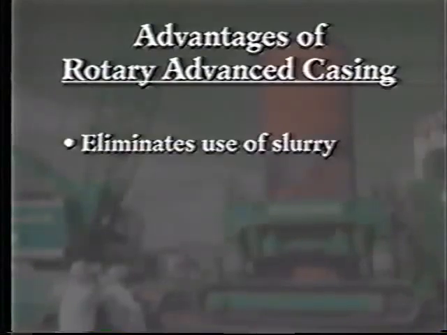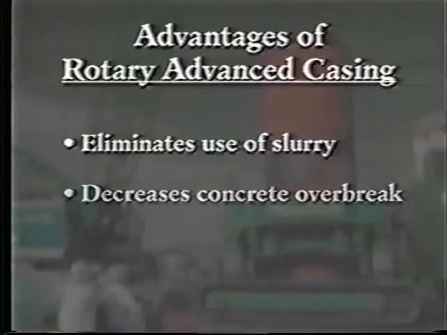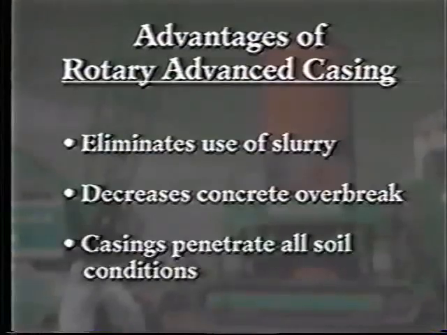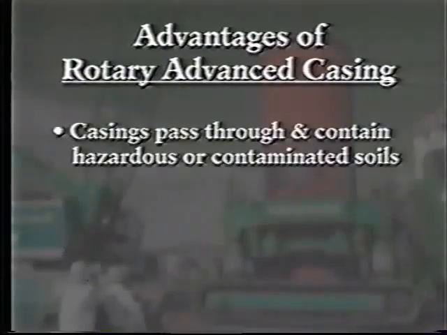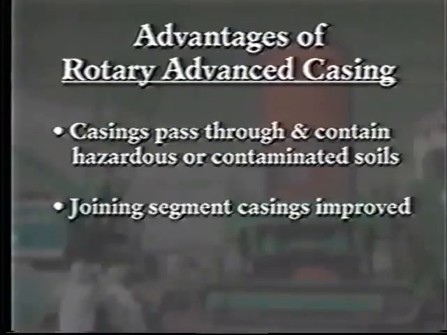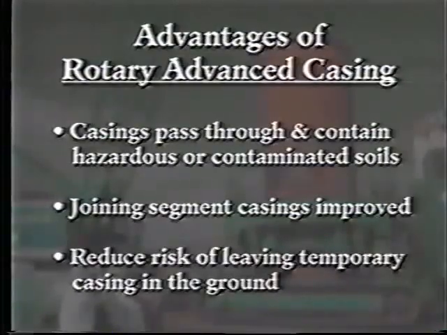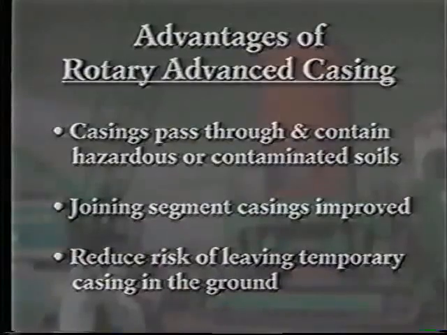This installation method eliminates the use of slurry and decreases concrete overbreak. Rotary advanced casings are better able to penetrate into the soil under any geological and hydrogeological condition. The casings are able to pass through and contain hazardous or contaminated soils. With hydraulic drill rigs, the installation of casings is improved by joining segments during the drilling. Oscillators and rotators also reduce the risk of leaving temporary casing in the ground.